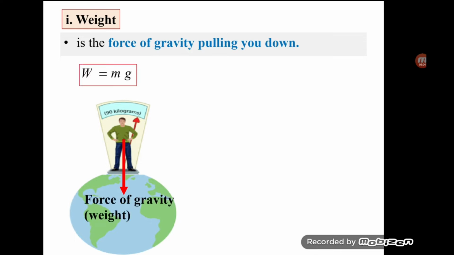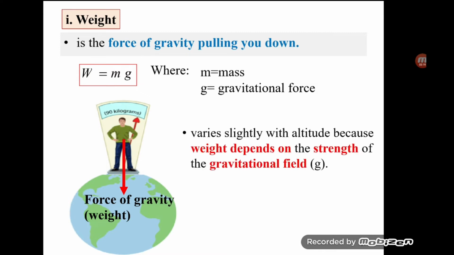Weight is equal to mg, where m is mass in kilograms and g is gravitational acceleration. It varies slightly with altitude because weight depends on the strength of the gravitational field. On Earth, the value of g is 9.81 meter per second square.